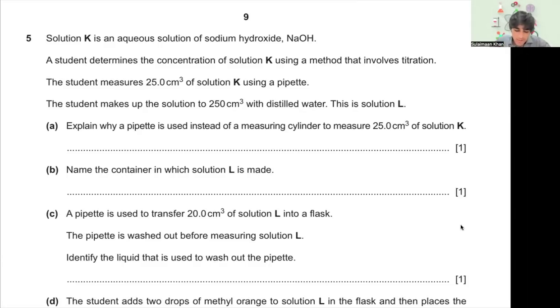Anyway, solution K is an aqueous solution of sodium hydroxide. A student determines the concentration of solution K using a method which involves titration. Okay. If he wants to find out the concentration of solution K, he would obviously need what? Now the thought process should start working. He would need a known concentration, and preferably of an acid, because in our course it's only acid-base titrations.